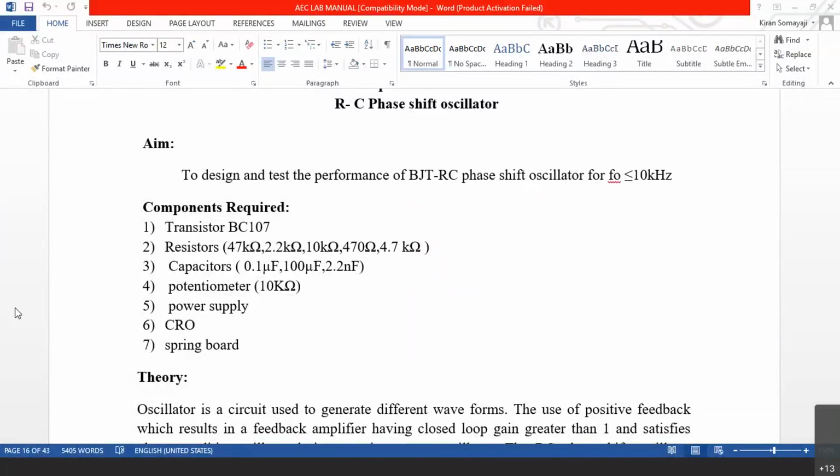Good afternoon, students. Let us start the lab class. Today's experiment is RC phase shift oscillator.